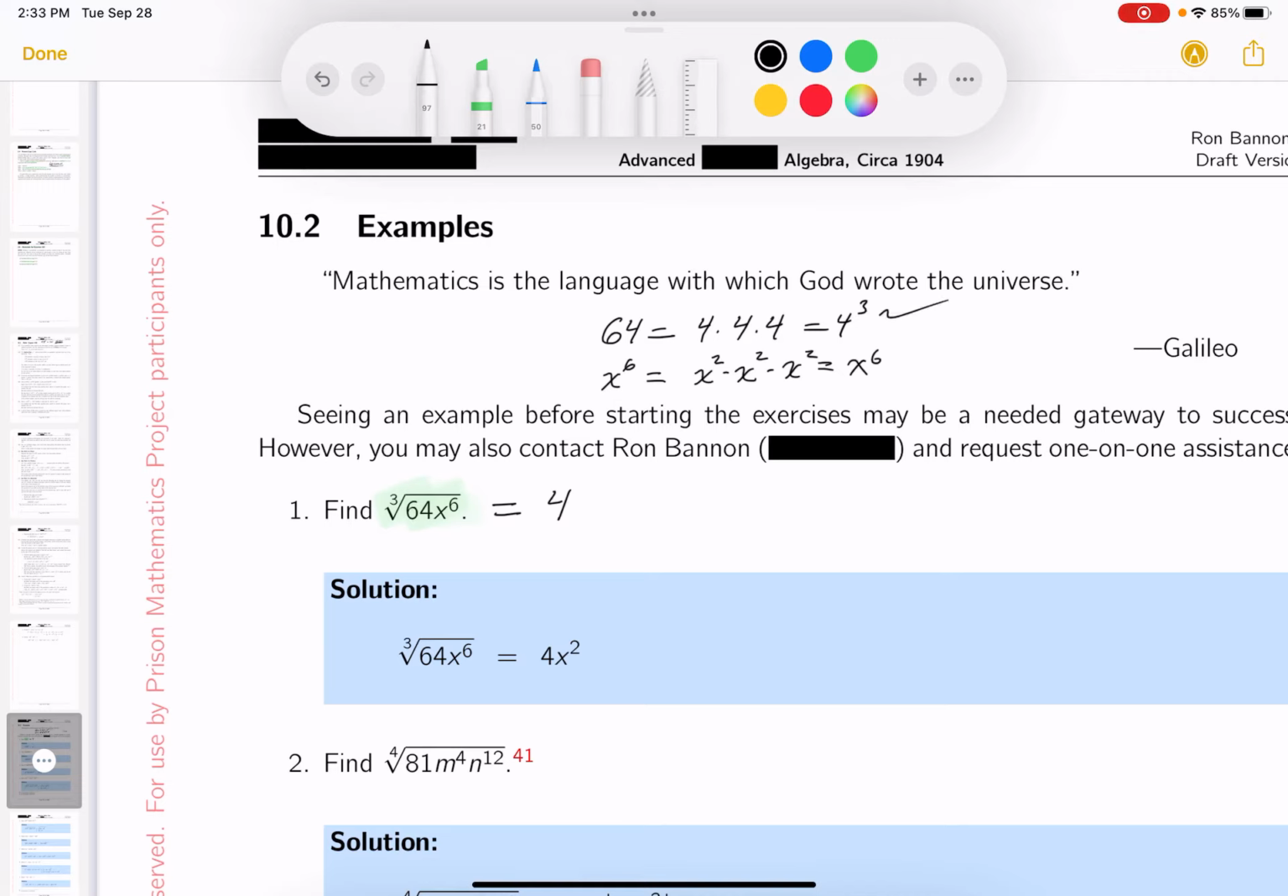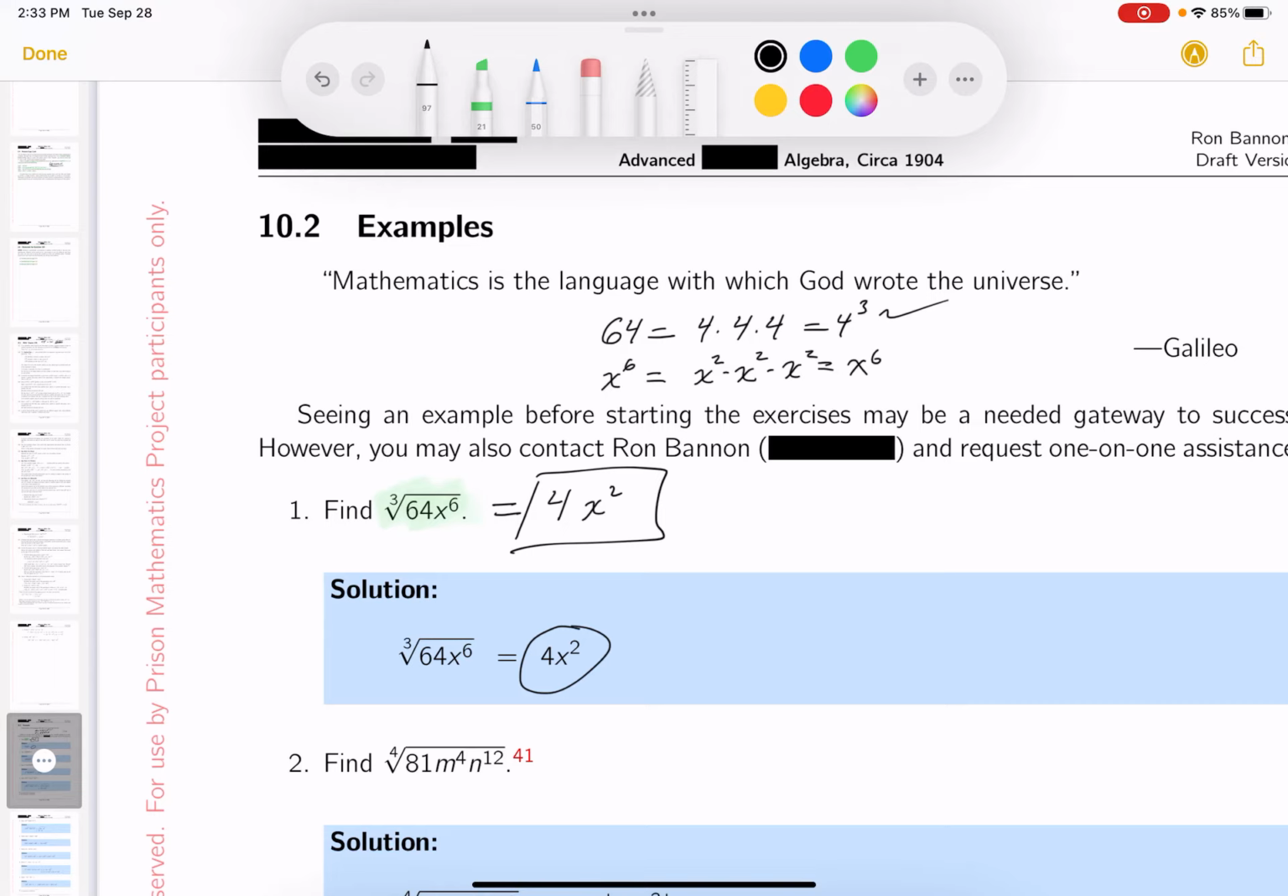The next question is, what raised to the third power would give you x^6? Well, that would be x squared. Again, cube roots do not present a problem for us. We got the answer over there. Let's go to the next one. Fourth roots may present the problem. All right, I want to think about it.